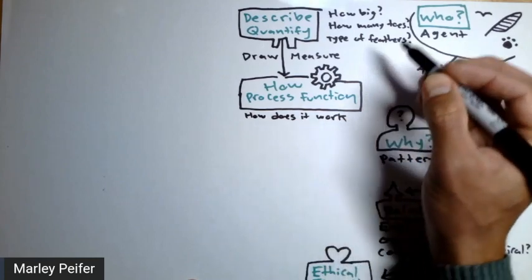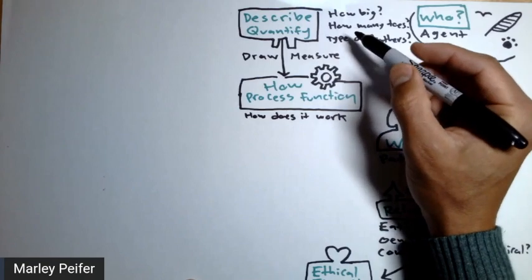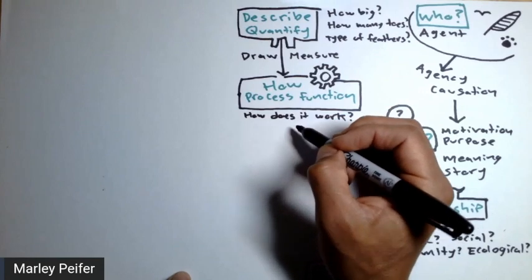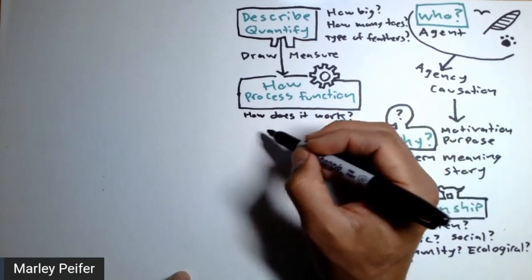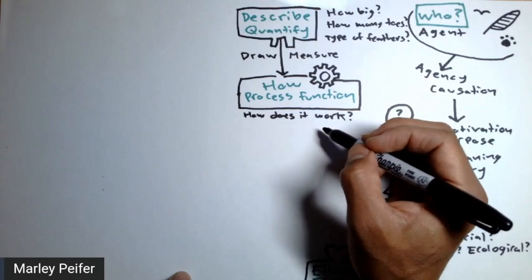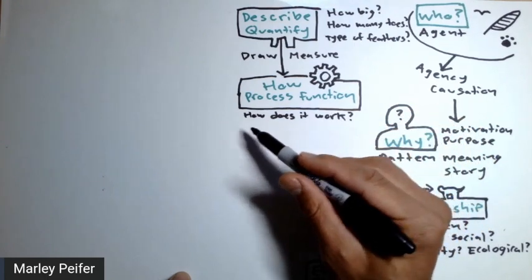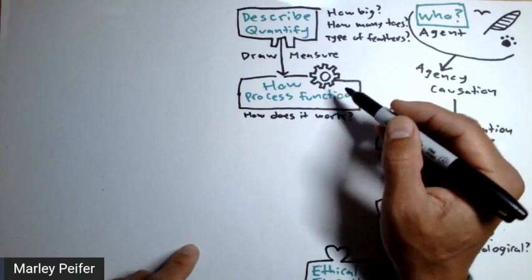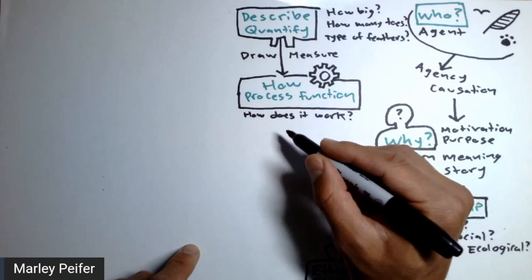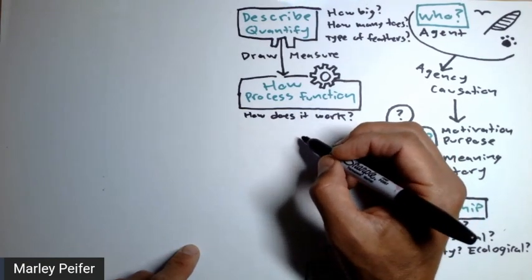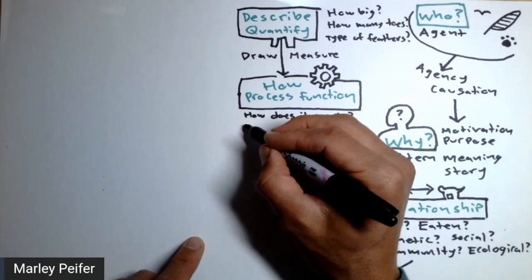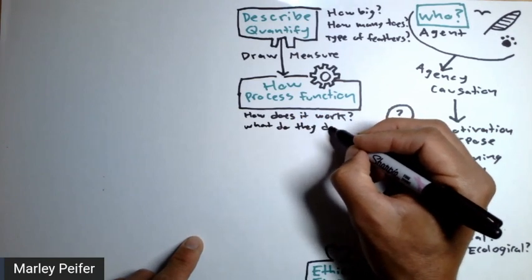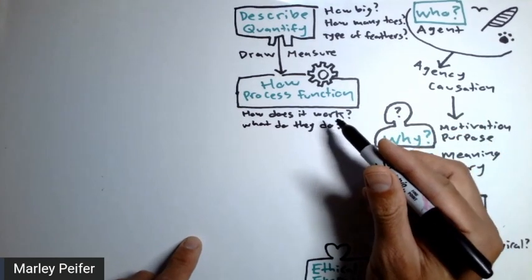So if I just described or tried to quantify the branches of a tree, I might ask, how does that leaf shape help it photosynthesize? How does that leaf shape help it retain moisture? Does that leaf shape help it retain moisture? Or if I'm looking at an animal's skull that I find and it has teeth, how do those teeth work? What do those teeth do? So that would be your process function question.